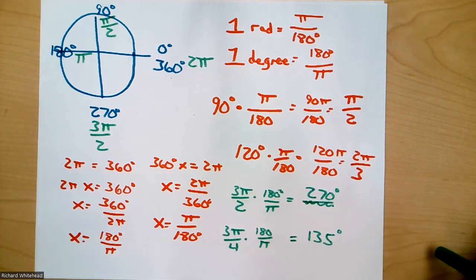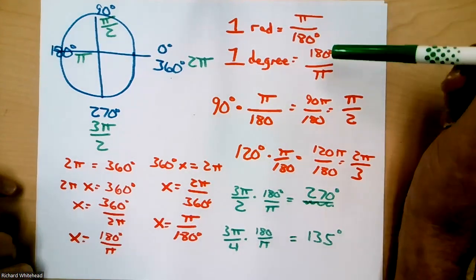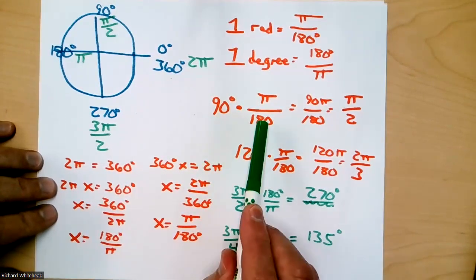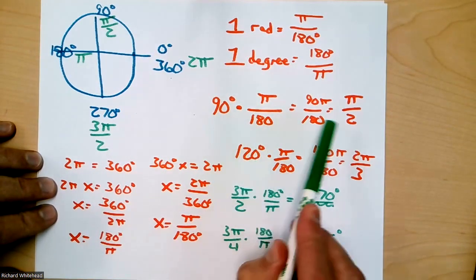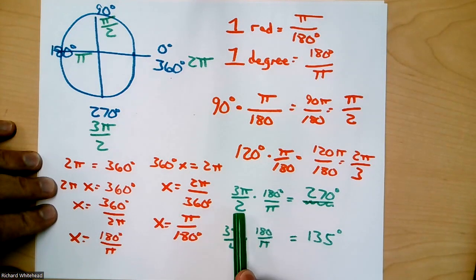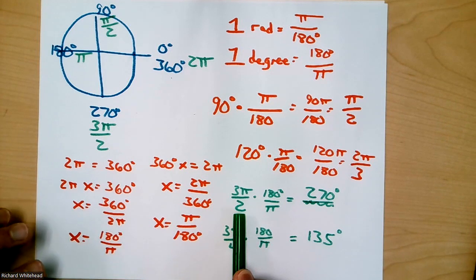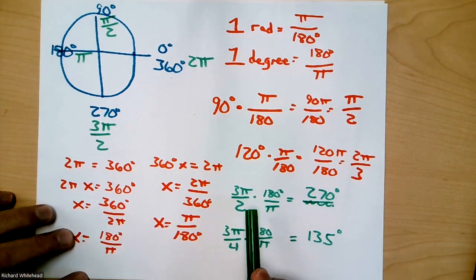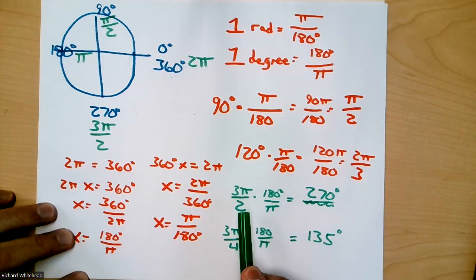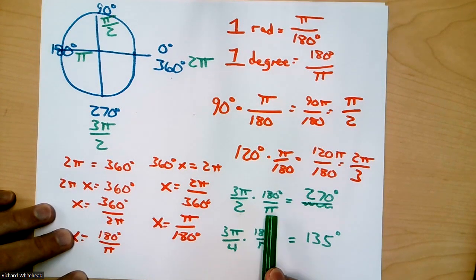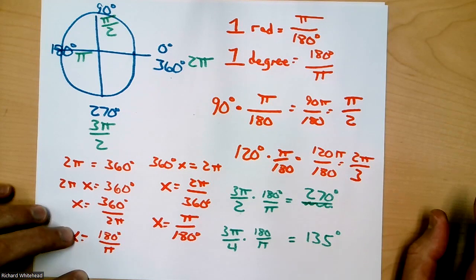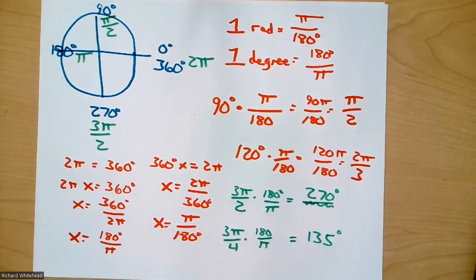So our conversion factors: when I'm converting from degrees to radians, I multiply by pi over 180 and clean it up. When I start with radians, I multiply by 180 over pi to convert it to degrees because I want the pi's to cancel out. So that's converting between degrees and radians. And that is a huge, huge deal as we go through things.